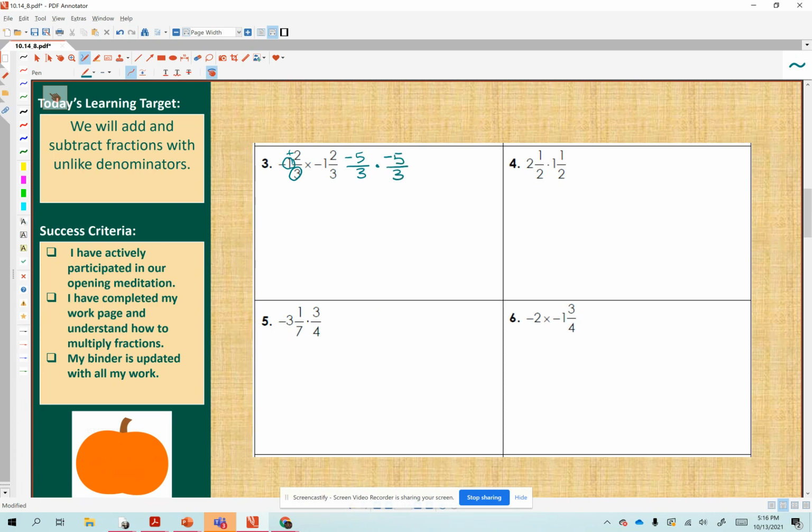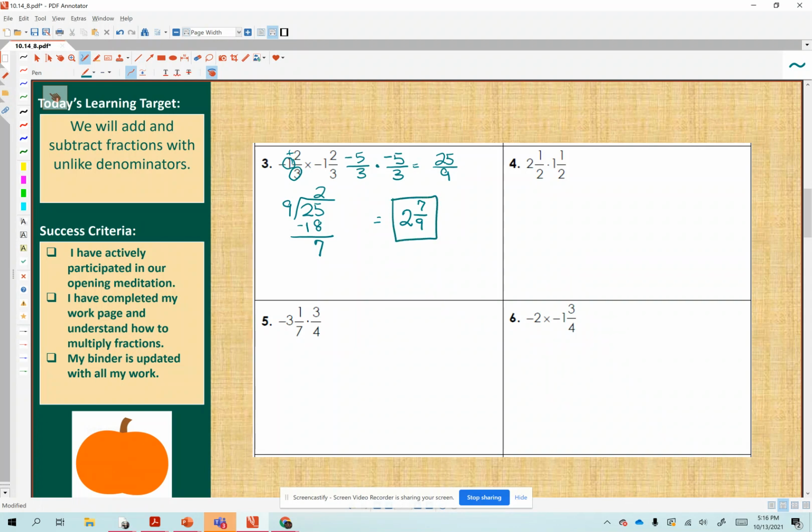We cannot simplify by looking at the cross products. So we'll just multiply across. Negative 5 times negative 5 is 25, and 3 times 3 is 9. However, let's convert 25/9 back into a mixed number by dividing 25 by 9. So 9 times 3 is 27. That's too much. We'll do 9 times 2 is 18, and 25 minus 18 is 7. So that means our final answer is 2 7/9.